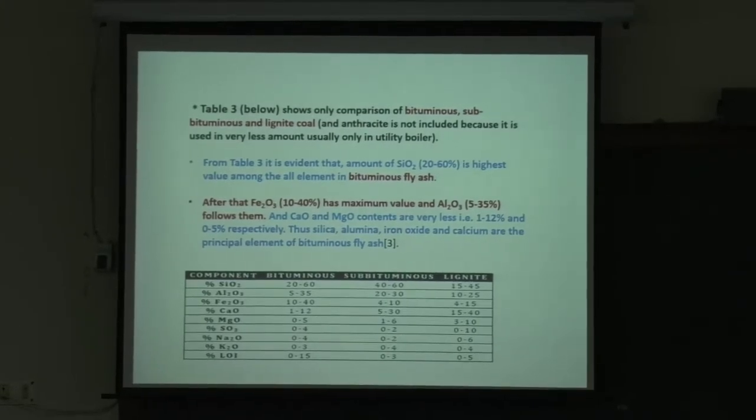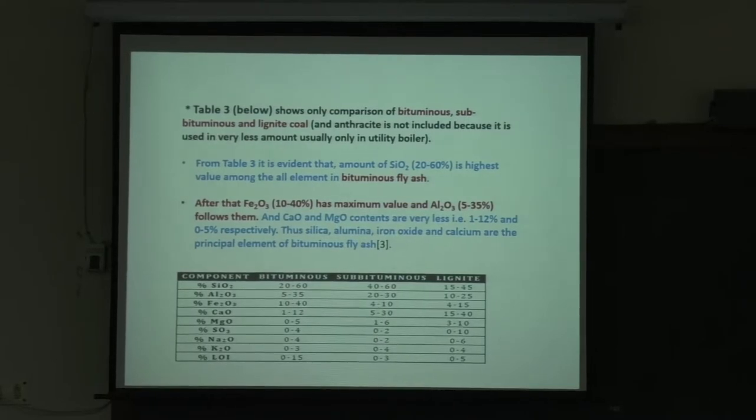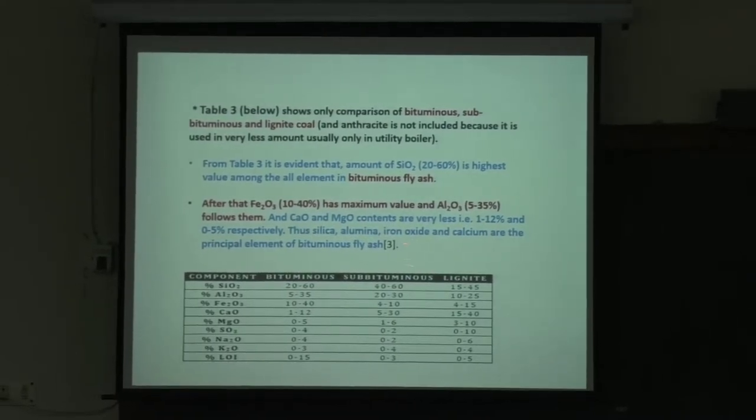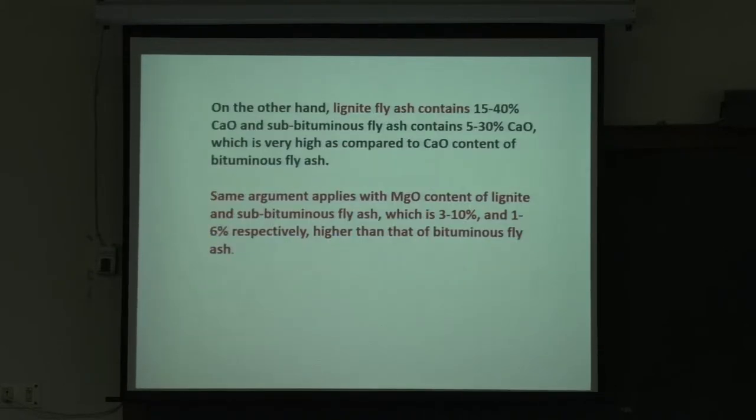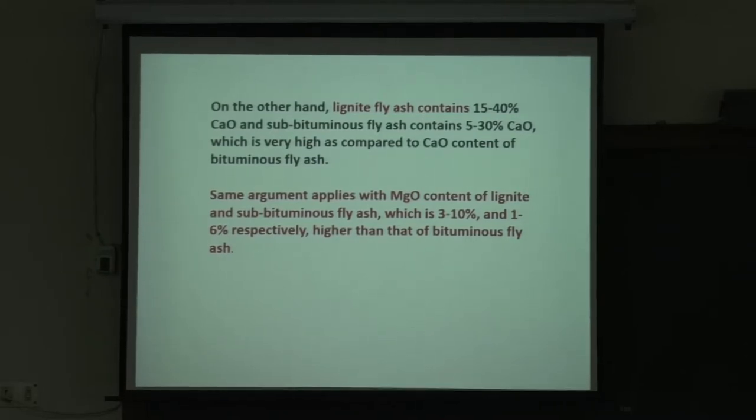So silica, alumina, iron oxide and calcium are the principal elements of bituminous fly ash. And that's why we actually include these references, because if you go back to the book chapter, that shows the details. On the other hand, lignite fly ash contains 15 to 40% calcium oxide and subbituminous fly ash 5 to 30% calcium oxide, which is very high compared to the calcium oxide in bituminous. So this shows that different ranges of oxides are there. But except LOI, all the other things are oxides. LOI is not limited oxygen index, it is loss on ignition, which is carbon. Everything else is oxide.